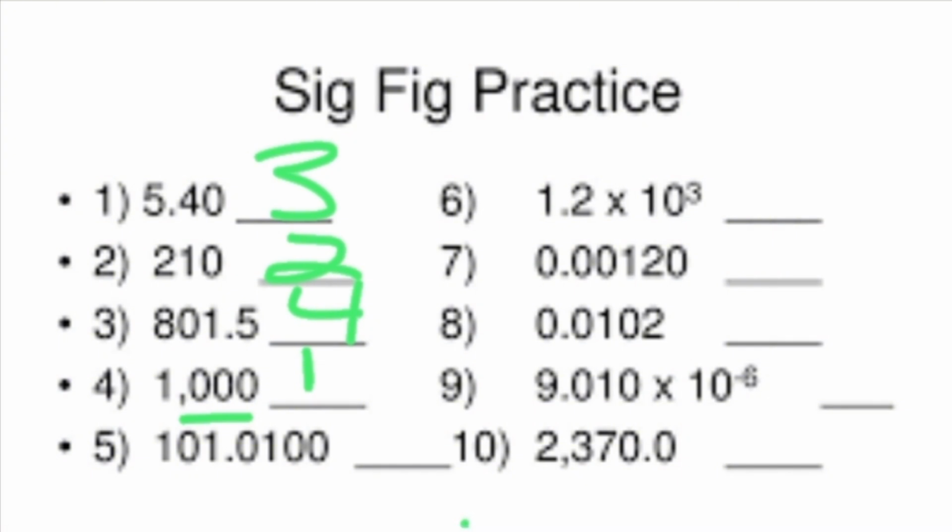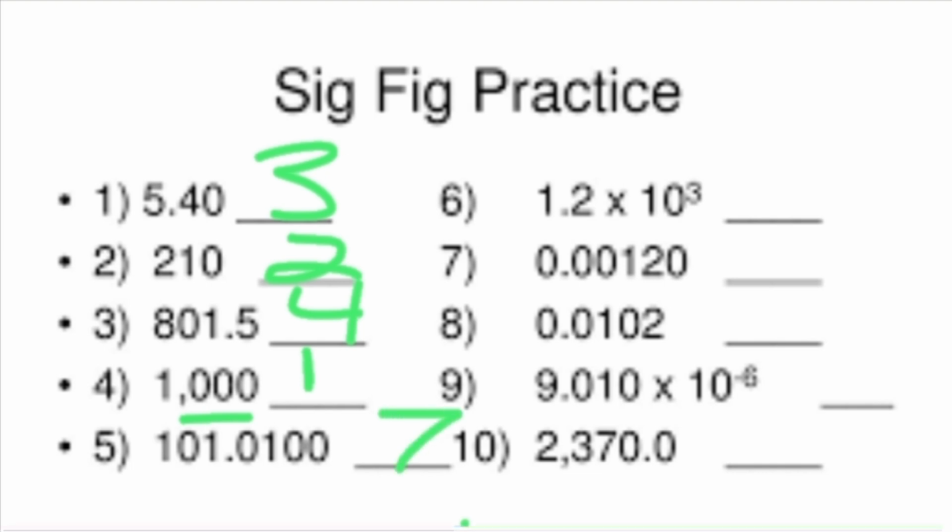Number 5, this is interesting. Actually, looking at this, every single digit in this number will be significant. So this one is going to have a whopping 7 significant figures.